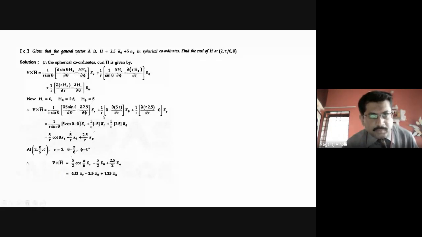Then this is 1 upon sine theta, dou H R by dou phi. H R is 0, so it is 0, minus dou by dou R of R H phi. R is as it is, H phi component is phi, so minus dou by dou R of phi R, A theta bar, plus 1 upon R dou by dou R of R H theta. R is as it is, H theta is 2.5, so R times 2.5, minus dou H R by dou theta. H R is 0, so it is 0, into A phi bar.